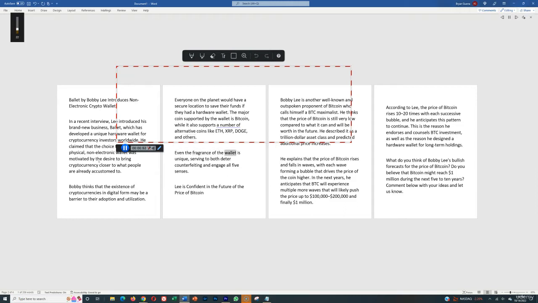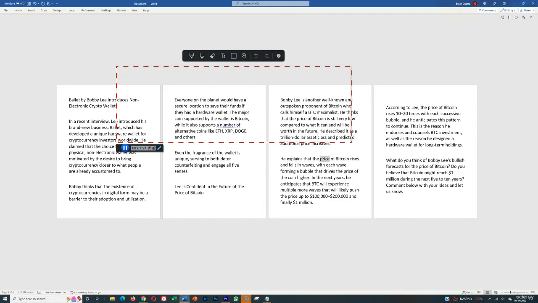The fragrance of the wallet is unique, serving to both deter counterfeiting and engage all five senses. Lee is confident in the future of the price of Bitcoin. Bobby Lee is another well-known and outspoken proponent of Bitcoin who calls himself a BTC maximalist. He thinks that the price of Bitcoin is still very low compared to what it can and will be worth in the future. He described it as a $1 trillion asset class and predicted additional price increases.